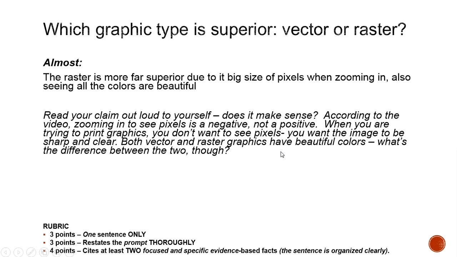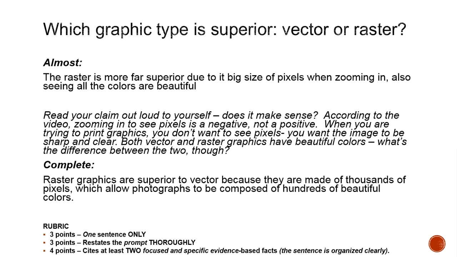Both vector and raster graphics also have beautiful colors. So I noticed that you put up there also seeing all the colors are beautiful. So my question is, what's the difference between the two? They both have beautiful colors, right? Correct. So let's think about writing it this way. Raster graphics are superior to vector because they are made of thousands of pixels, which allow photographs to be composed of hundreds of beautiful colors. Okay, so that kind of takes all of those ideas that you were talking about and turns that thing about pixels into a positive and incorporates the thing that you love about it, the beautiful colors.